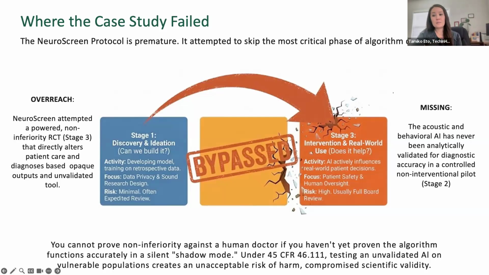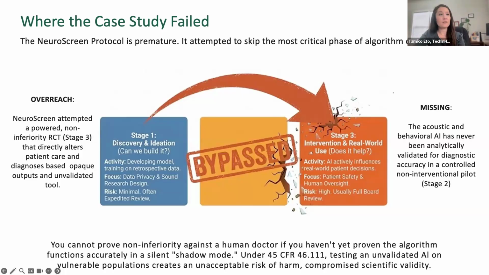Yet the protocol was attempting a powered, non-inferiority, randomized control clinical trial, stage 3, that directly altered patient care and generates real clinical decisions based on the opaque output of an unvalidated tool. So they just jumped straight from ideation to intervention, skipping that most important phase entirely. So the principle is simple. You cannot prove non-inferiority against a human physician if you haven't yet proven that the algorithm functions accurately in a controlled setting. So the study is premature.